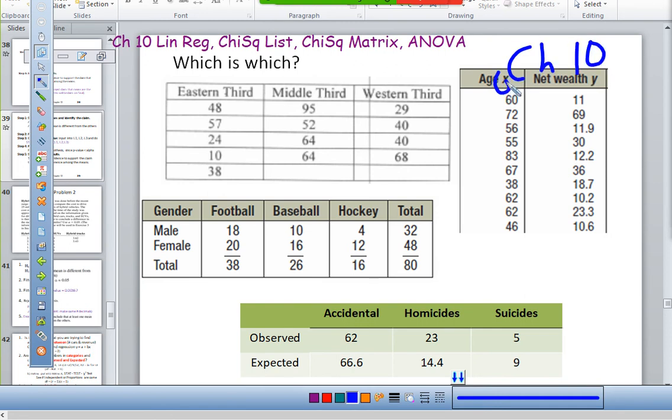Right, I have my X and I have my Y. And the thing about it too is these are not even categories. These are different things completely. So age and net wealth, those are not different categories of the same variable. Those are completely 2 different variables. So this is chapter 10.